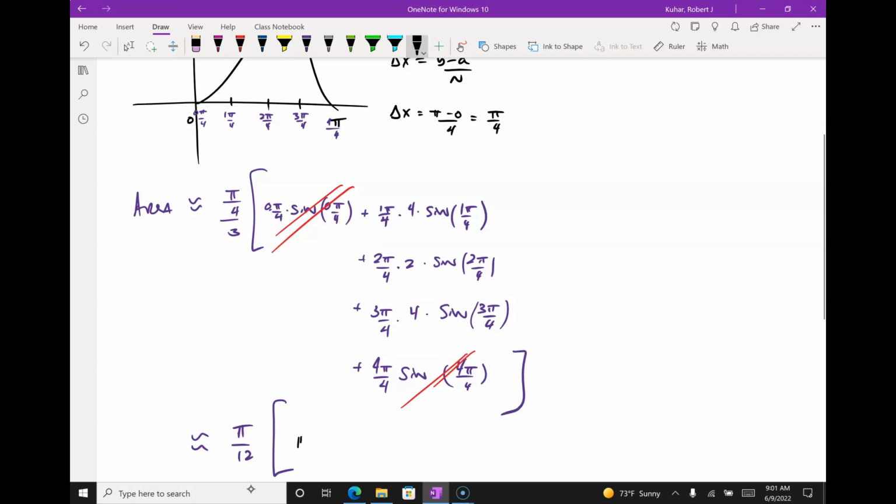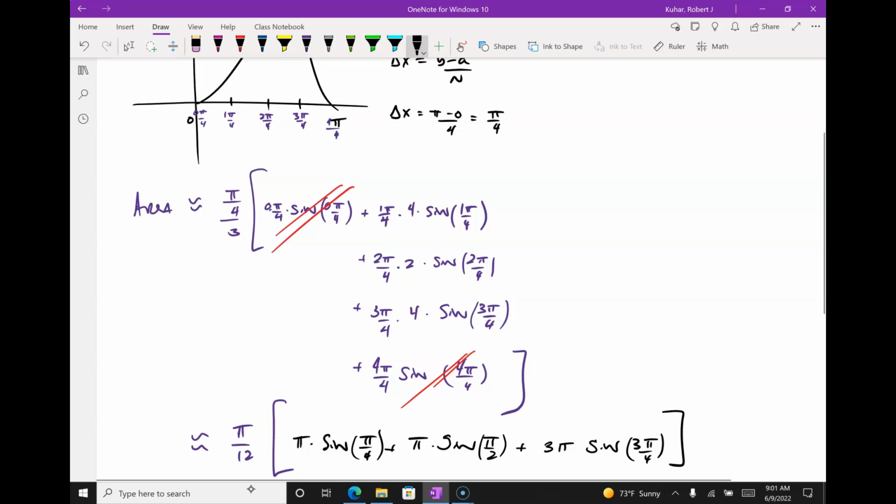So now as I copy it, I'm going to try and simplify, right? So it looks like I get pi times sine of pi over 4 plus pi times sine of pi over 2 plus 3 pi times sine of 3 pi over 4. Do you agree with that? Do you see how I'm trying to be real careful and simple, trying to take baby steps.